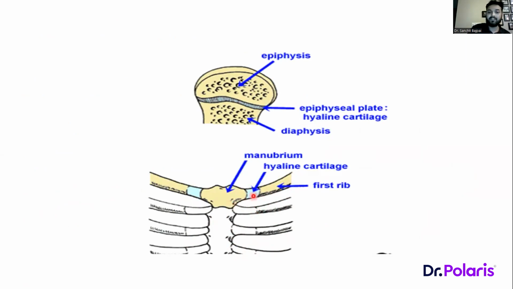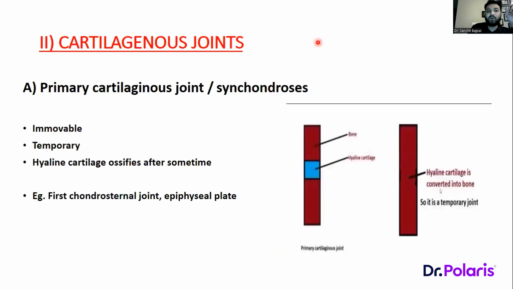This is the sternum. Here is the hyaline cartilage. That is why our first chondrosternal joint is again what variety of joint? It is a synchondrosis, because later on in life, this particular hyaline cartilage will ossify and it will stop growing its length. That's all. You understood? Right? So I've completed what exactly you mean by primary cartilaginous joints.